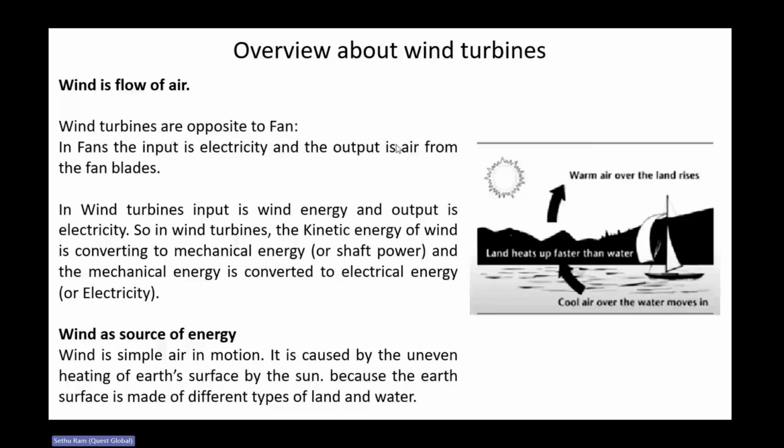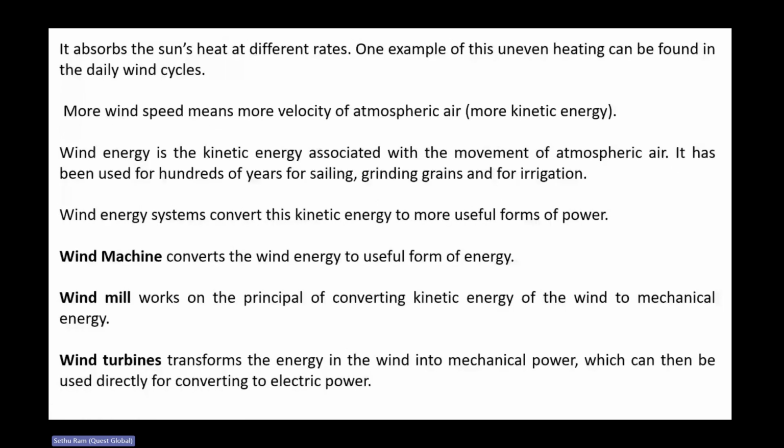So how do we get the wind? Wind as a source of energy: how do we get the wind? Wind is simply air in motion. It is caused by uneven heating of the Earth's surface by the sun. Because the Earth's surface is made of different types of land and water, it absorbs the sun's heat at different rates. For example, uneven heating can be found in the daily wind cycles.